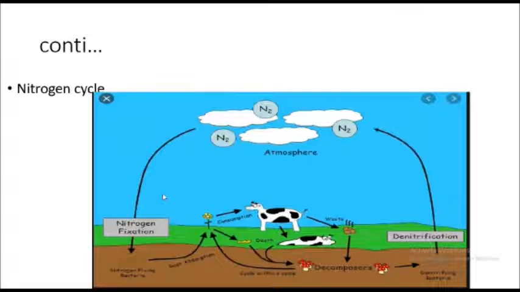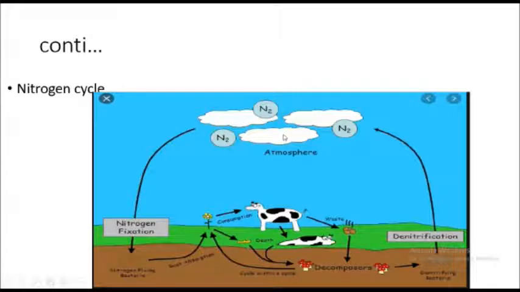So let's look at the nitrogen cycle. The nitrogen cycle will look like this. So this is a diagram. In here you see this is the atmosphere.